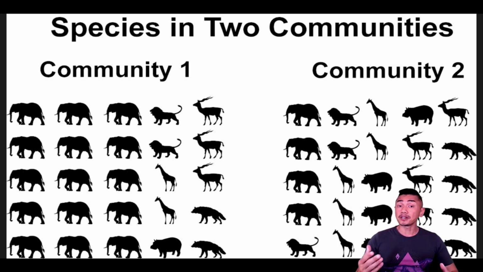Let's look at the species diversity in this diagram. The two communities here actually have the same species richness with 6 species each. But community number 2 has more species evenness because it has more numbers of individuals of each species compared to community number 1.